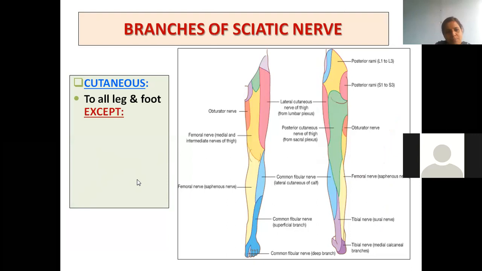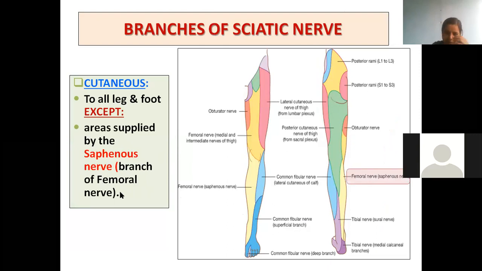It gives cutaneous branches to all of the leg and foot. Okay. So this is one of the cutaneous branches which you are seeing, except the area supplied by the saphenous nerve. So which is the saphenous nerve here? See, the saphenous nerve is shown in this color. Okay, so except for the saphenous, whatever area you are finding is indirectly supplied by the sciatic nerve. That means, see, the common peroneal nerve is one of the terminal branches of the sciatic nerve. All these names we see are terminal branches of the sciatic nerve. Okay, so it is supplying almost all parts of the leg, and foot.